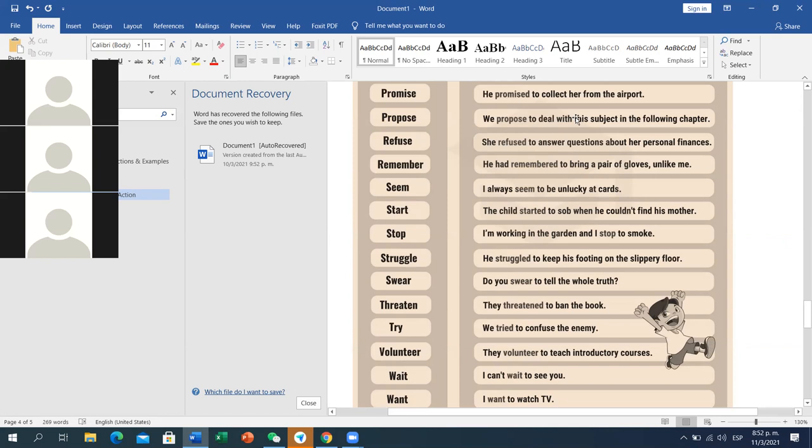Propose. We propose to deal with this subject in the following chapter. ¿Se entiende qué significa esto, chapter? Capítulo. Se refiere a lo mejor de un libro, ¿verdad? De lidiar con este sujeto o personaje. In the following chapter. Me imagino yo, no estoy segura. Porque si dice propose, we propose, me imagino que es alguna editorial. I'm not sure, guys. Jenny Escobar, continue.